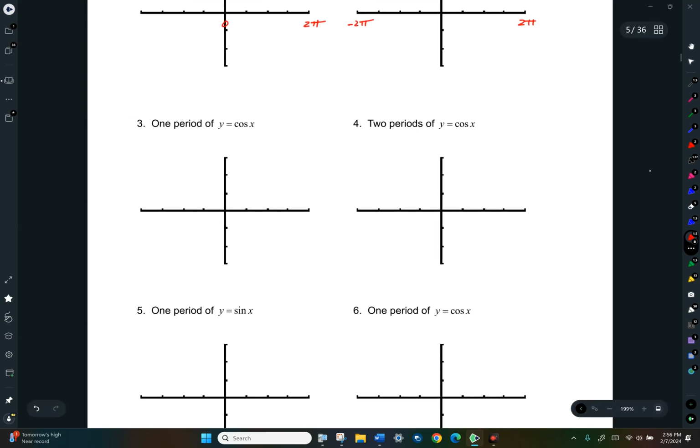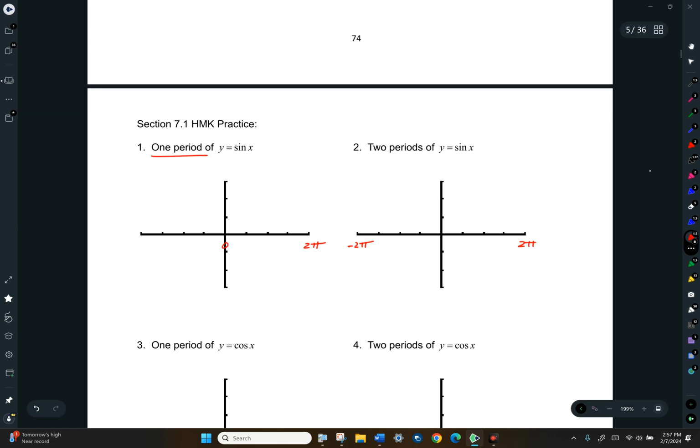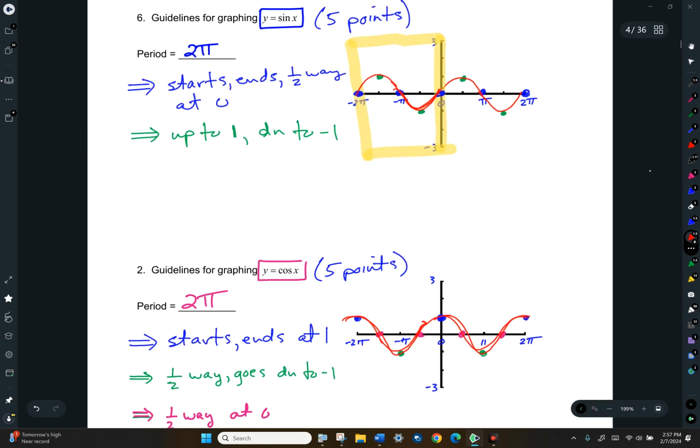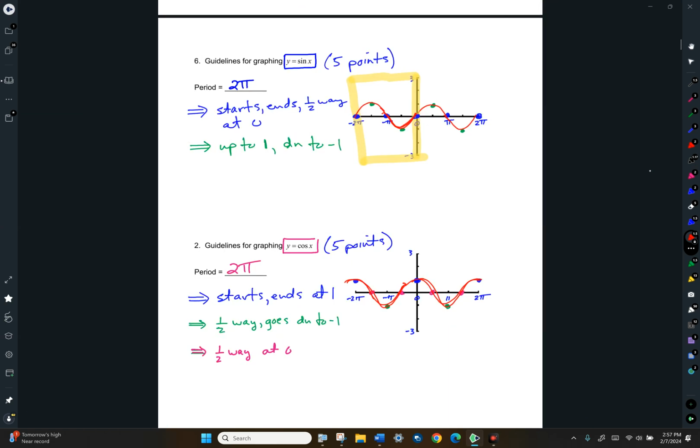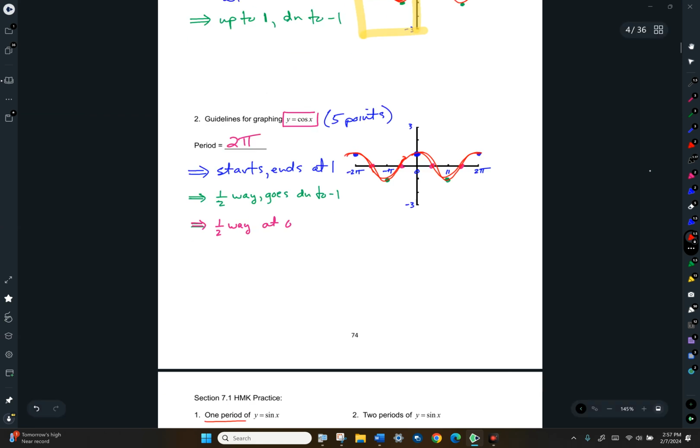Or down here for number 3, when it says 1 period of cosine, if you're only doing 1, do the one from 0 to 2 pi. And number 4, if you're doing 2 periods of cosine, do the one from -2 pi to 0, and then again from 0 to 2 pi. So all you're doing is practicing what we just did over here. It's just that you're practicing this concept of draw your 5 points and put the graph down. It should take you a few seconds to draw each one.